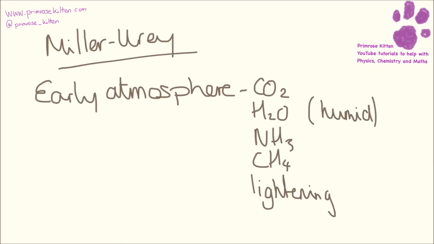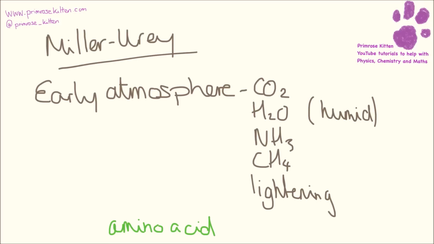In 1953, two scientists called Miller and Urey did an experiment to try and work out how life on Earth started. They set up a very large apparatus and they tried to simulate the early atmosphere. So they put in carbon dioxide, they put in water, so they made it very, very humid, they put in a bit of ammonia, a bit of methane, and they gave it electric shocks to simulate all of the lightning that would have been. And what they found after a few days is a gooey, gunky soup. And in this gooey gunky soup, they found amino acids. And amino acids are the building blocks that we need for life.